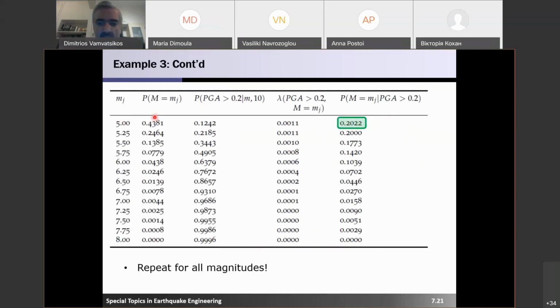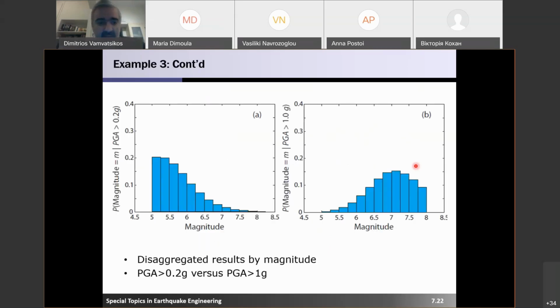Okay. So you can repeat it for all of those, and you can get your nice little distributions, and you can even plot them. You can plot those numbers. You can see how they drop off really, really quickly. And again, this is for the 0.2g, and you can repeat that also for the 1g. And remember what we found earlier, that actually now the most contributing magnitudes are about 7, 7.25. So now, obviously, for the larger acceleration, the distribution has shifted quite significantly.